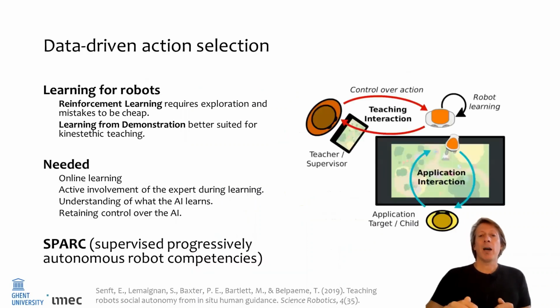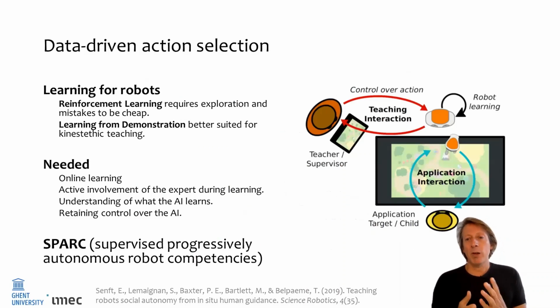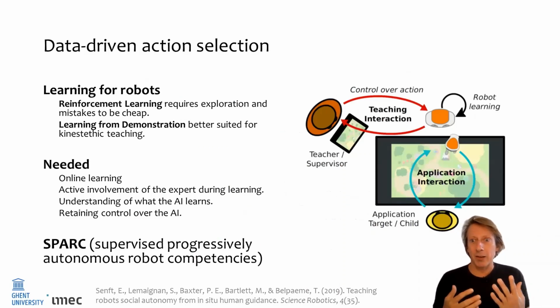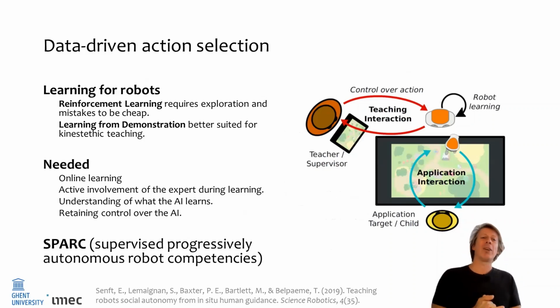Let me propose another machine learning method in which we learn action selection, so taking actions on the robot, but using a data-driven approach. Typically with robots, you would use reinforcement learning or learning from demonstration. But with social robotics, that is difficult to use. So we propose something different called SPARC, which stands for Supervised Progressively Autonomous Robot Competencies.